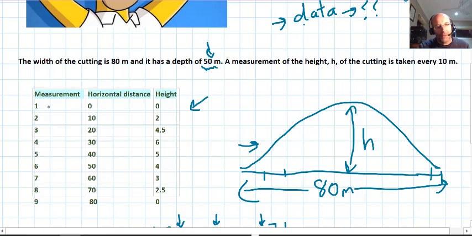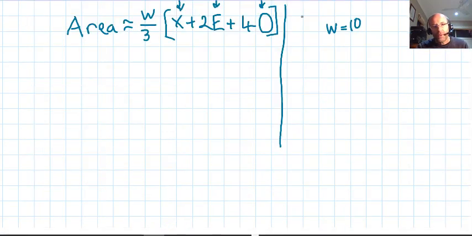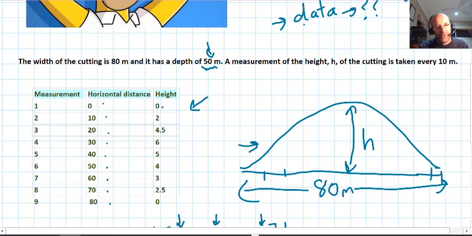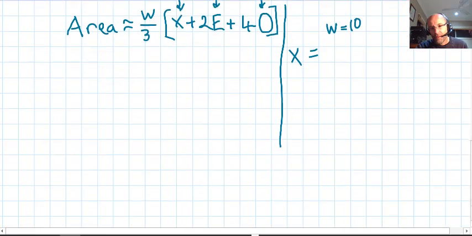Okay, so they've taken 9 measurements, and that creates a strip width of 10. So it's good that that's constant, and we note that down. We need to look at the sum of the extremes. Now we don't need to substitute into the formula because there's no function, right? So the extremes are 0 and 0. Well, that's 0. And the evens, I might go 2e to save a later calculation.